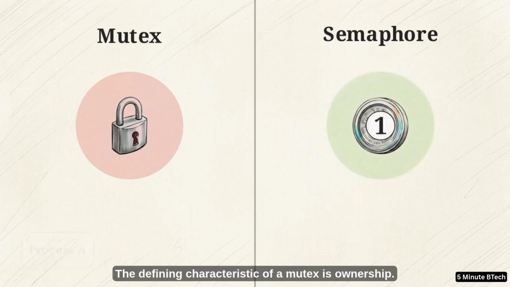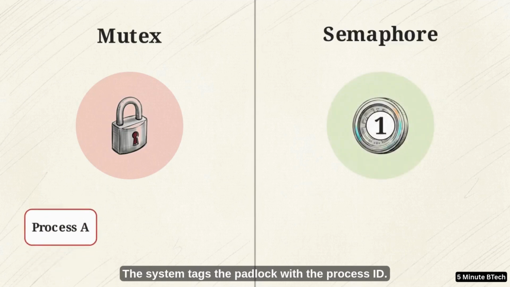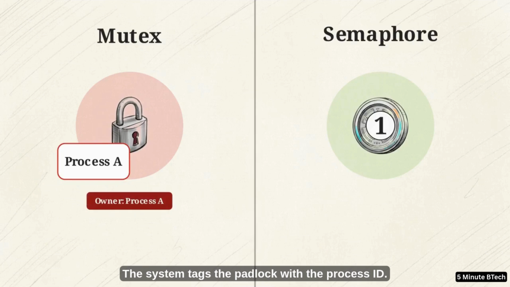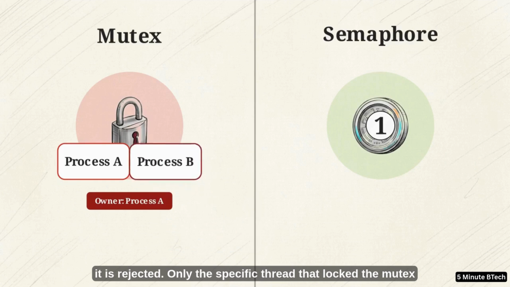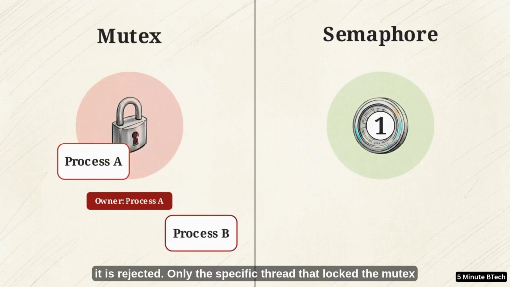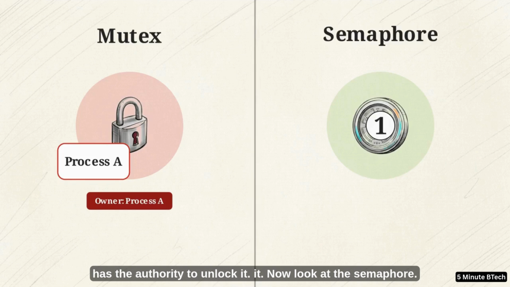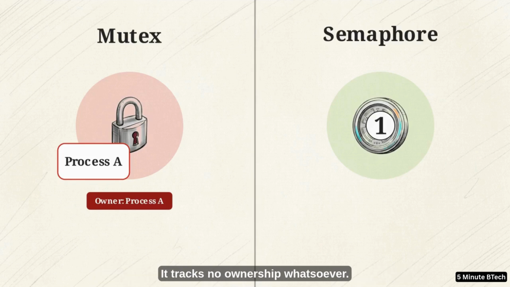The defining characteristic of a mutex is ownership. The system tags the padlock with the process ID. As you can see, when an external process attempts to unlock it, it is rejected. Only the specific thread that locked the mutex has the authority to unlock it. Now look at the semaphore. It tracks no ownership whatsoever.